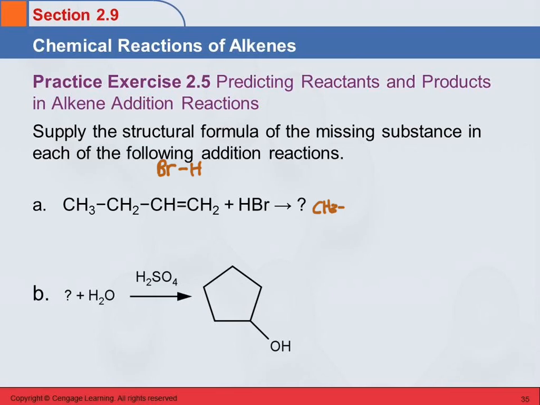So CH3, CH2. Here's that double bond. I'm just going to draw a single bond because the double bond is going to be gone. And the hydrogen is going to attach to that one, and the bromine is going to attach to this one, because Markovnikov's rule tells us that it'll go that way. Now, will some of the other isomer form? Yeah, but this is the majority, and that's all we're going to worry about.